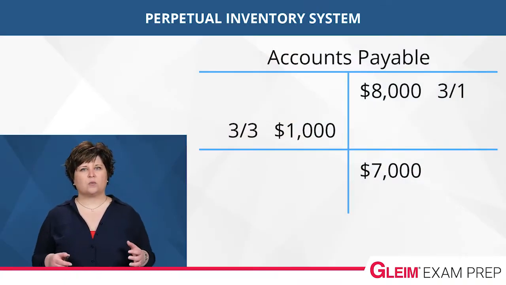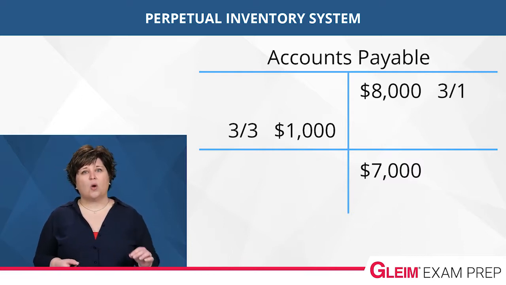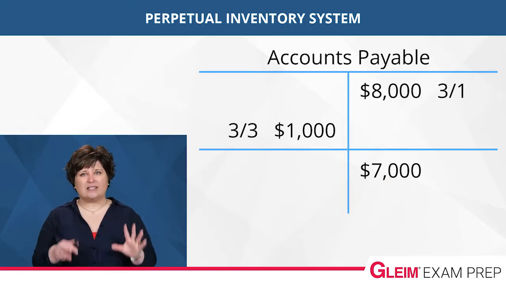Now, before we proceed with more transactions, let's look at accounts payable. On March 1st, when we purchased the inventory on account, we increased our liability accounts payable with a credit of $8,000. Then on March 3rd, when we returned the inventory, we discussed that we won't have to pay for the returned inventory. Returning the inventory decreased our liability to our supplier. We show that decrease in the liability as a $1,000 debit to the account on March 3rd. So right now, the amount we owe our supplier is $7,000.